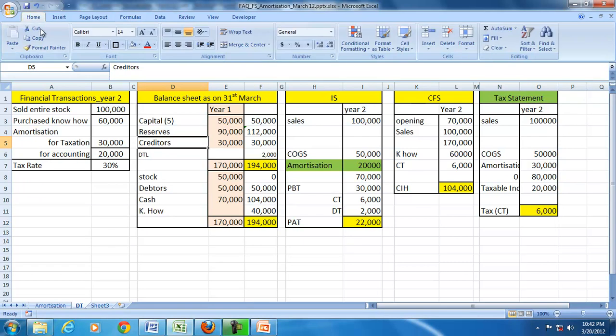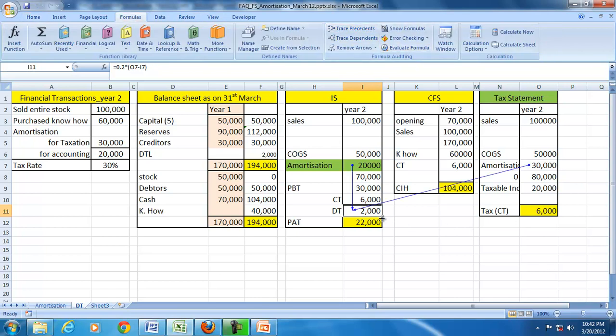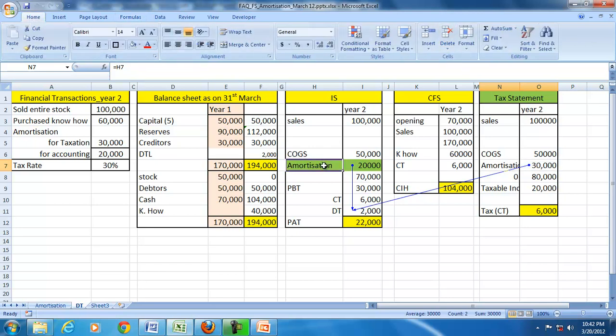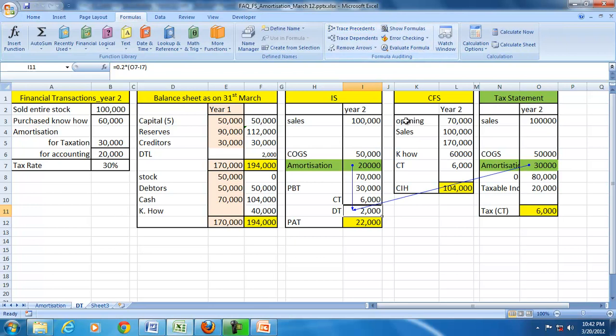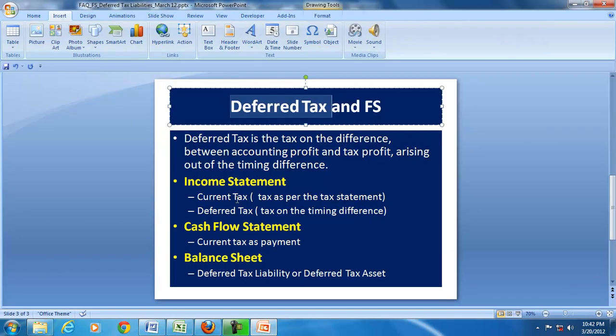But let us recap our understanding of the deferred tax. The deferred tax is a tax on the timing difference, and the timing difference here is amortization, because we are using different amortization amounts for tax and for accounting. The current tax is a tax on the taxable income, and the current tax is shown in the income statement, and the deferred tax is shown on the balance sheet.